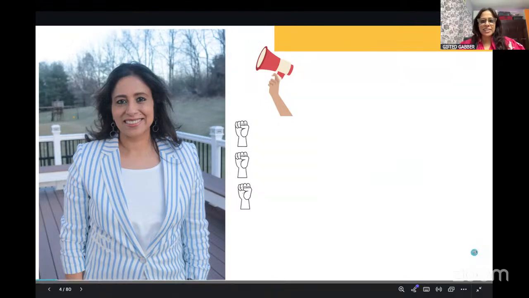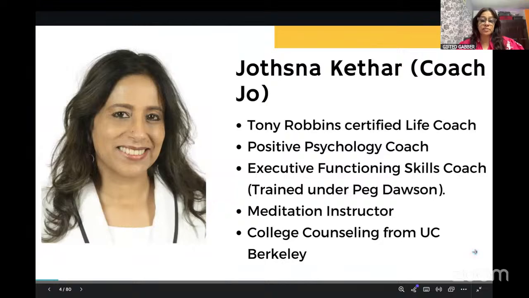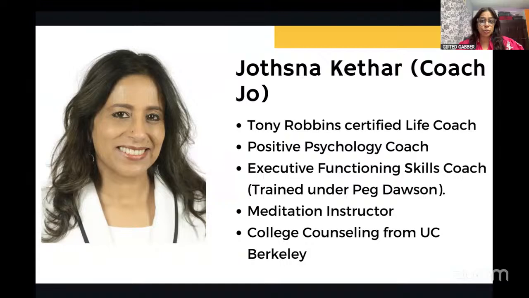Okay. And these are my qualifications. I'm a Tony Robbins certified life coach. I'm a positive psychology coach. I'm an executive functioning skills coach, which is the prefrontal cortex of the brain. That is where all the planning, prioritization, focus, and everything is. And we put so much pressure on our teens to use that part of the brain, which is still developing, right? So part of our counseling is also teaching them how to develop and enhance those skills. Even before teaching them, it's identification of what are their strengths and weaknesses. And that's how we go about it. It's a very holistic program that we offer. Okay. I'm also a meditation instructor and a pranic healer.